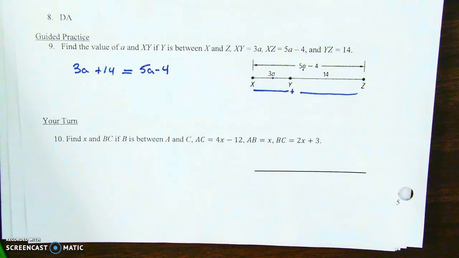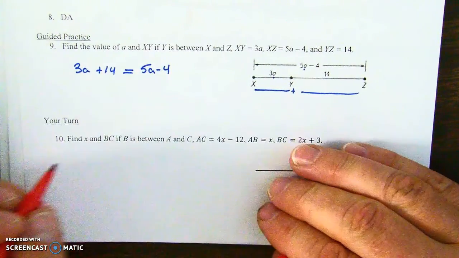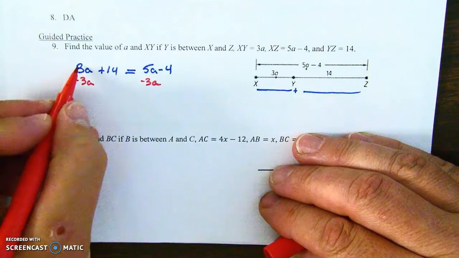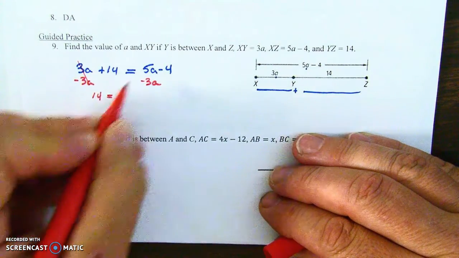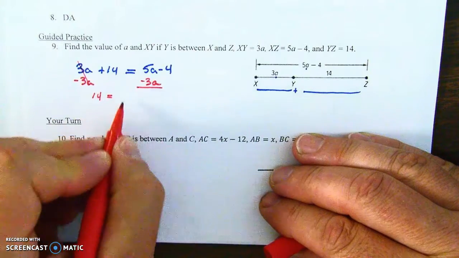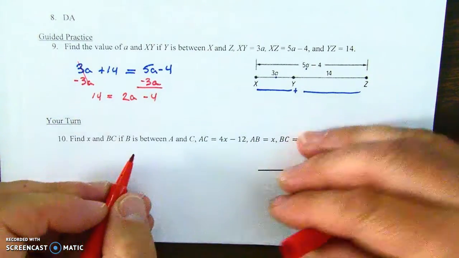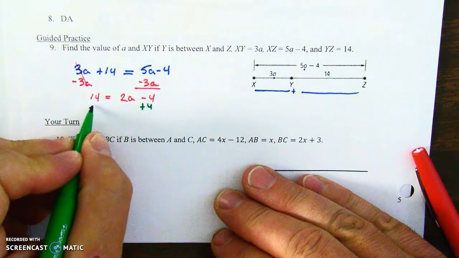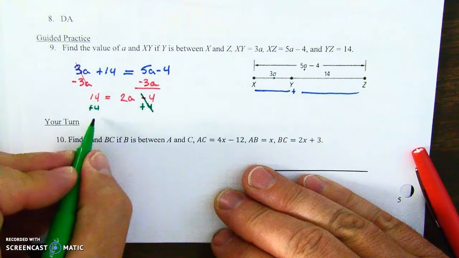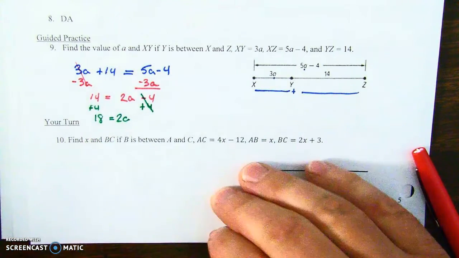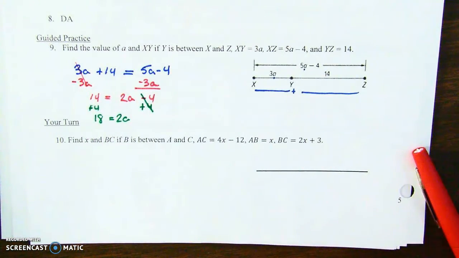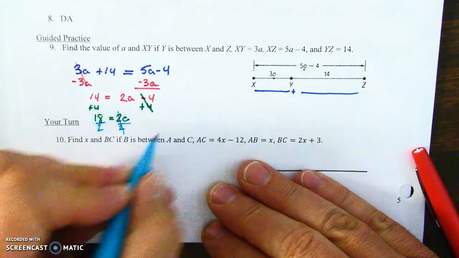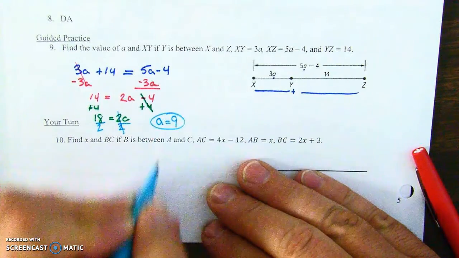Okay, so now all we have to do is just do some algebra. First thing I like to do is subtract 3A from both sides, so I keep my variable positive. These cancel out, leaving me with 14 on this side. 5A minus 3A is going to give me 2A minus 4. Then we're going to add 4 to both sides. These cancel out, giving me 18 equals 2A. And then the last step is to divide both sides by 2. Okay? And that means A now equals 9.